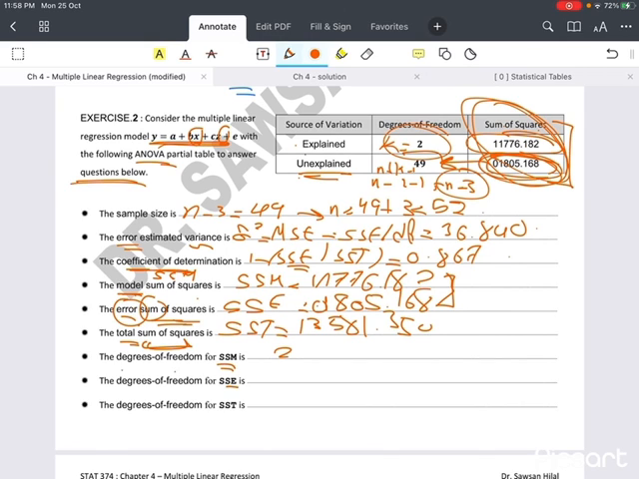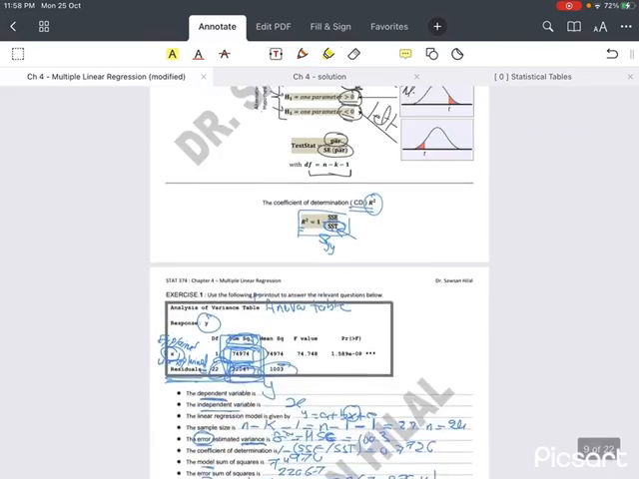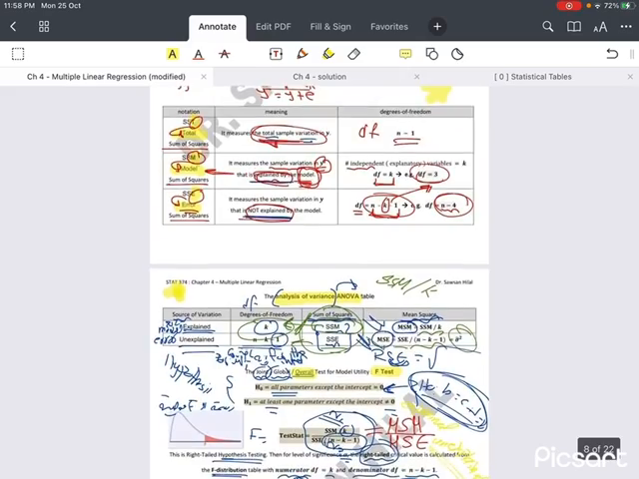The degree of freedom for SSM is 2. The degree of freedom for SSE is 49. The degree of freedom for SST, you will take N minus 1. N is 52 minus 1, to be 51. Okay? This you can see in the table. You can see here it will be N minus 1.